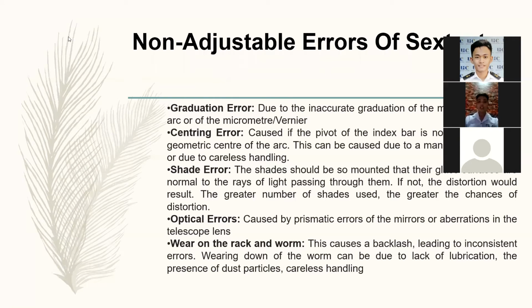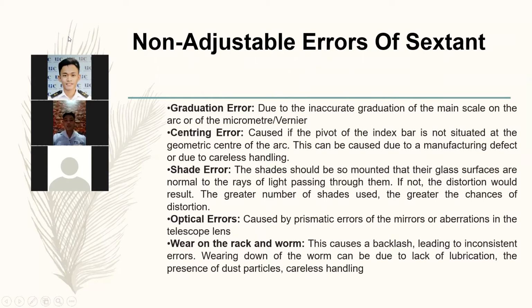Non-adjustable errors of the sextant. As Mr. Manigsaca said, these are the errors that cannot be adjusted on board. There are five errors, namely the graduation error, centering error, shade error, optical error, and wear on the rack and worm.